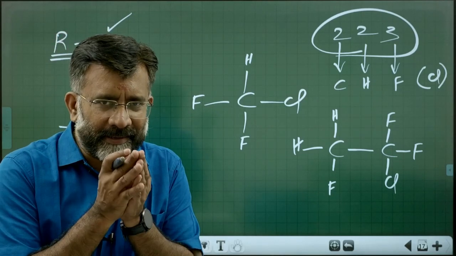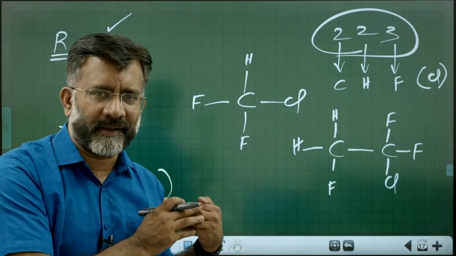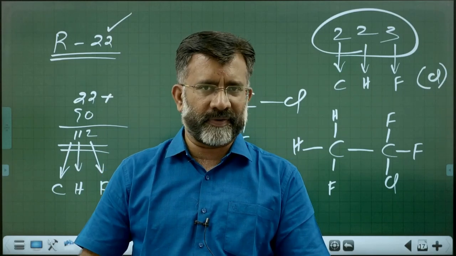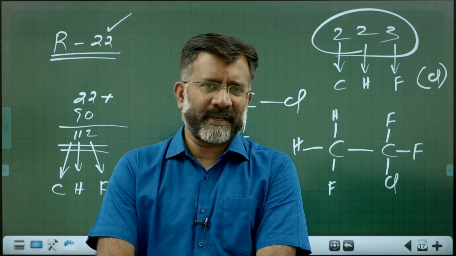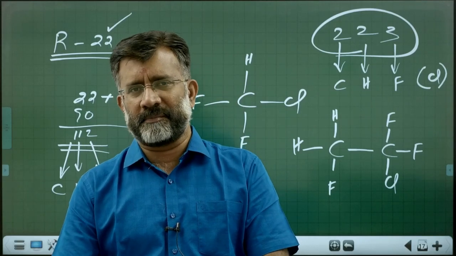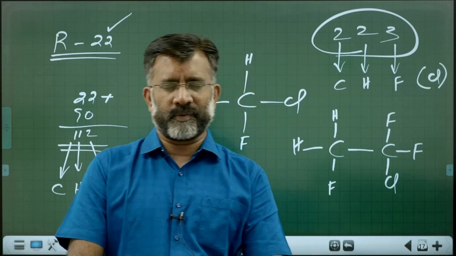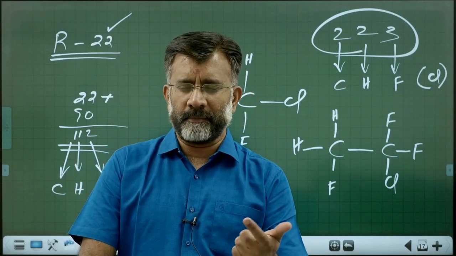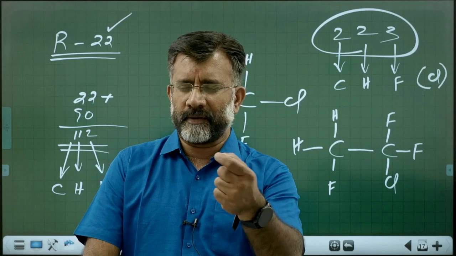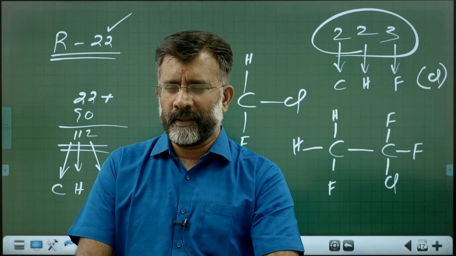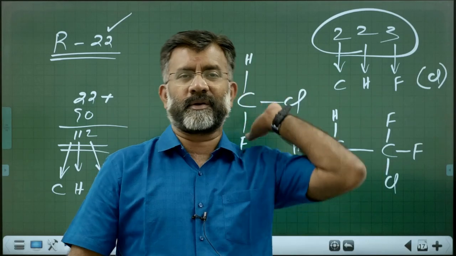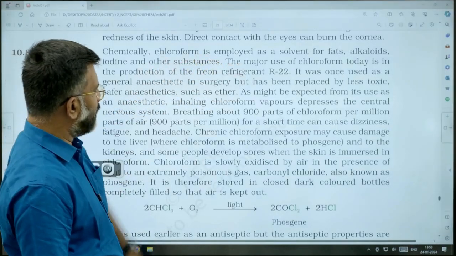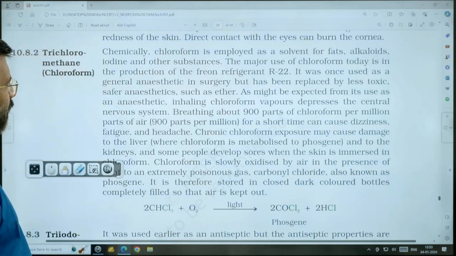You must practice, if the formula is given, how to get the code, and if the code is given, how to get the formula. Even though it is not part and parcel of our syllabus, sometimes we can expect a general question based on which you can easily work this out. Whatever code is given, add 90, you get a number; first value carbon, second value hydrogen, third value fluorine, and the remaining valency is satisfied by chlorine. I hope it is clear. I just commented about it when I saw that freon coding, R22.